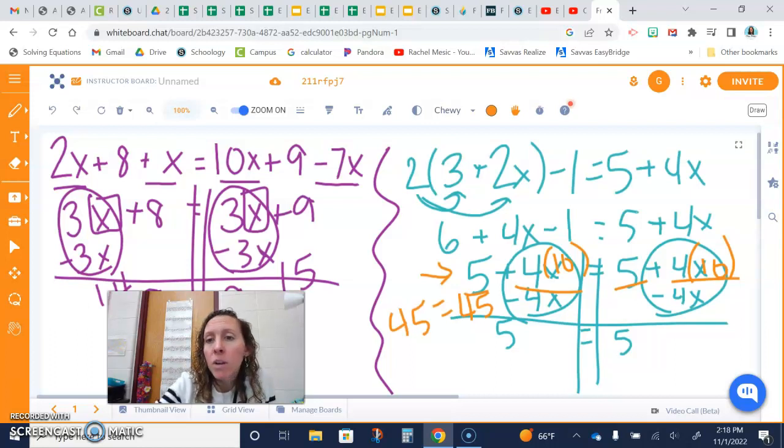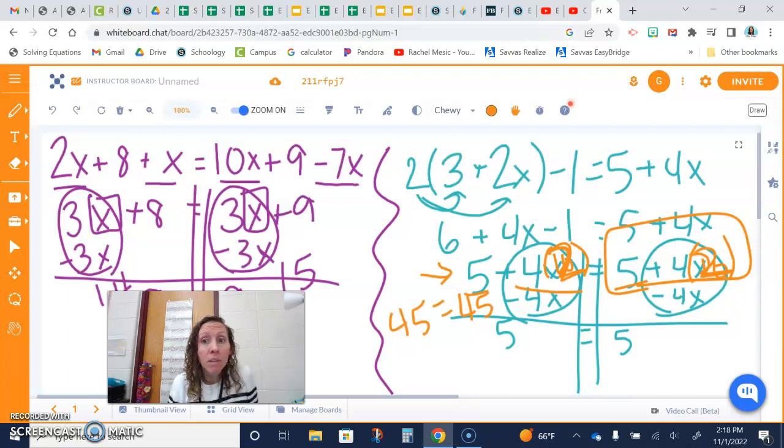But maybe let's say I wanted x to be 2. I'm just going to scribble over that. Then I would have 4 times 2, which is 8, and 8 plus 5, which is 13. I'll also get 13 on this side. 13 is equal to 13. So that means 2 could be a value of x.